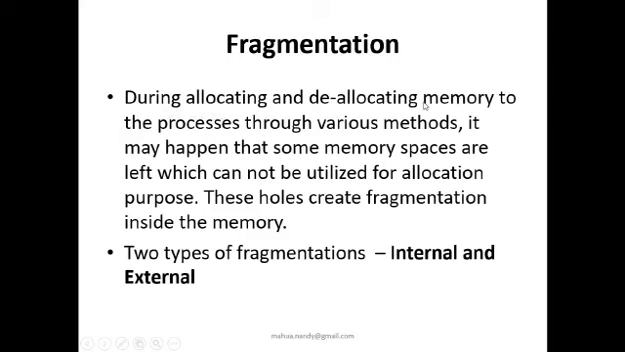During allocation and deallocation of the memory to the processes, through various methods, it may happen that some memory spaces are left which cannot be utilized for allocation purposes. These holes create fragmentation inside the memory. There are two types of fragmentation: internal fragmentation and external fragmentation. When a process is allocated to a partition, it may be possible that its size is less than the size of the partition, leaving a space after allocation, which is unusable by any other process. This wastage of memory internal to a partition is known as internal fragmentation.